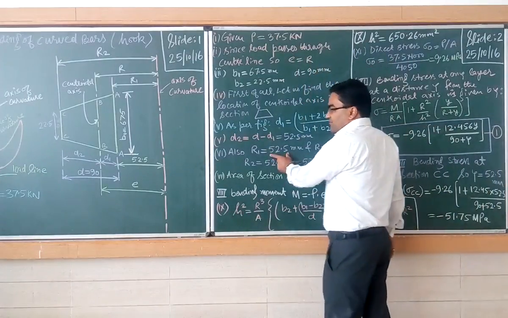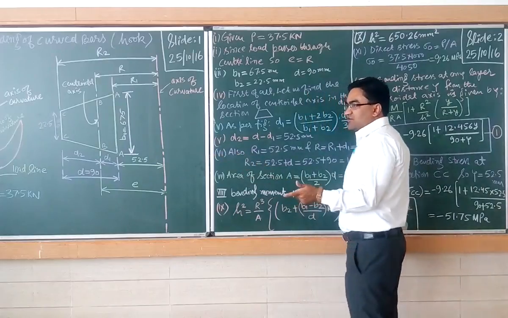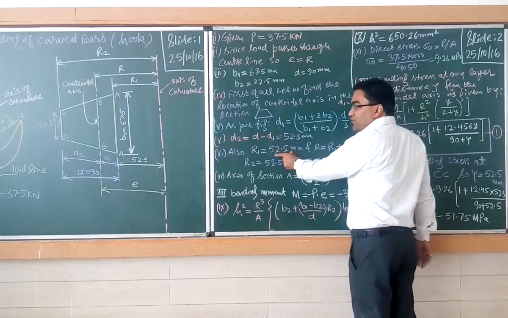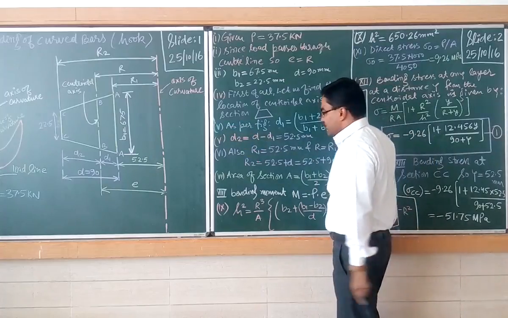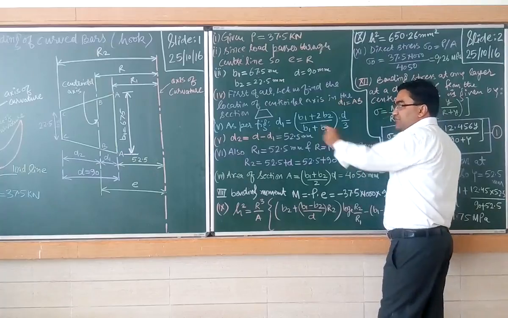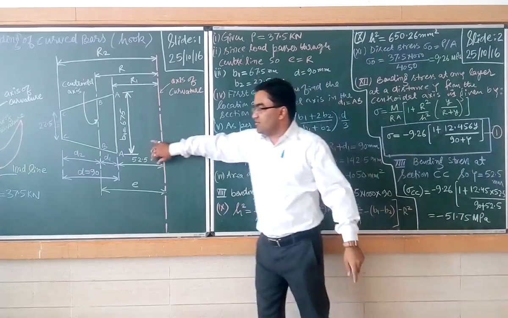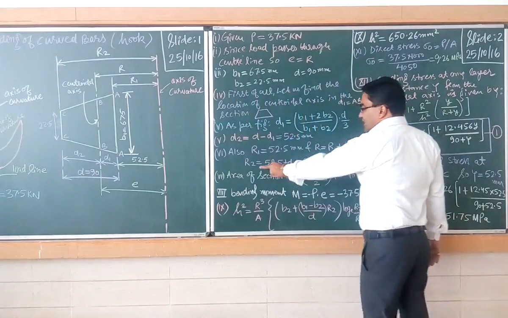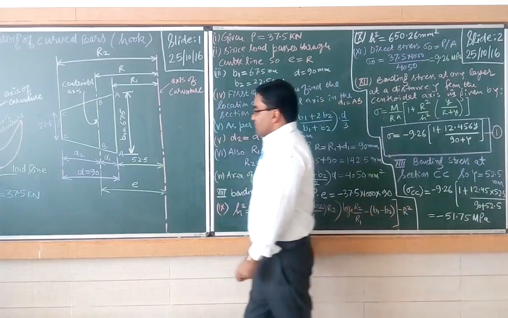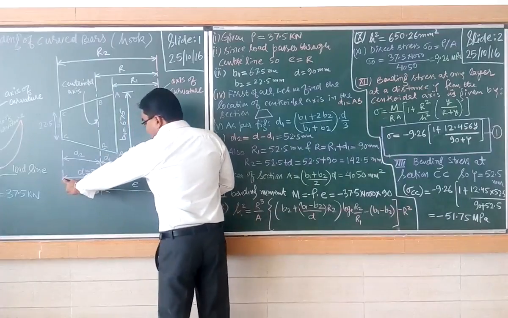Moreover, the value of R1 is given, meaning the radius of curvature has also been given. So R1 equal to 52.5 is given in the numerical. So R will be equal to R1 plus D1. This is 90 mm. This is also clear from the geometry. Similarly, R2 will be equal to 52.5 plus D. This means R2 is from here to here.